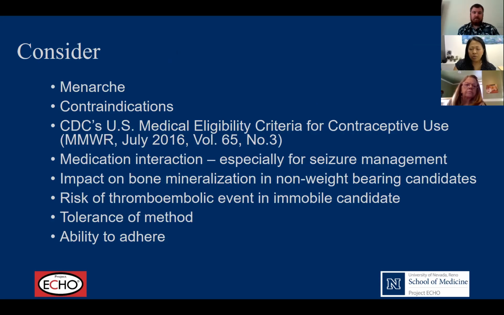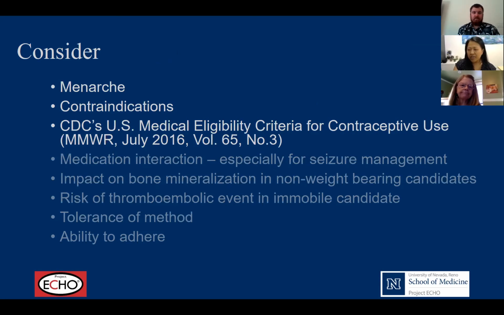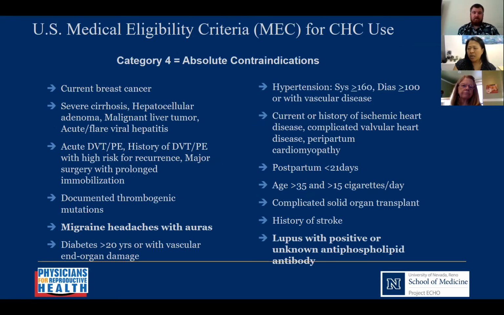Number one, I would never start hormones on someone who hasn't had a period yet, unless they're 16, 17, okay? You need to think about contraindications. One of the best ways to look at whether you can do hormones on someone or not is using the CDC's MEC, which is the MMWR, which looks at this.